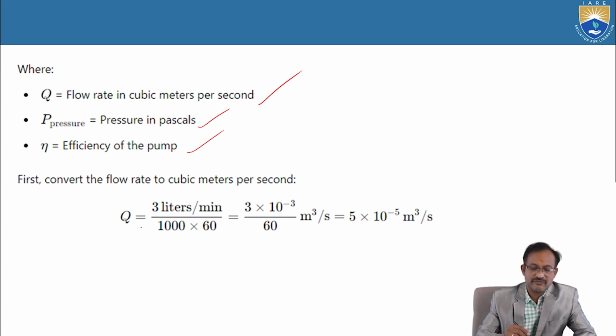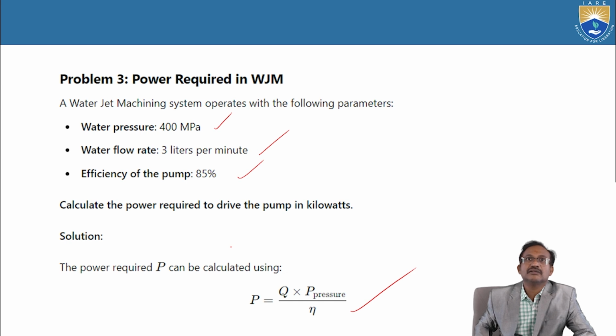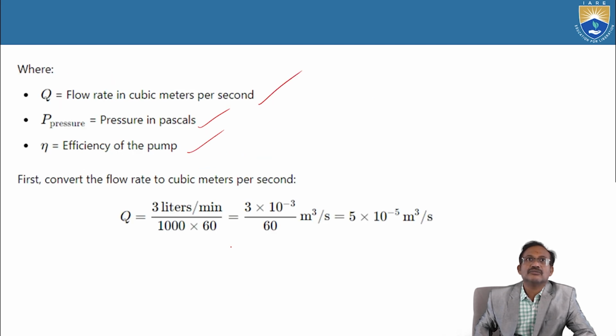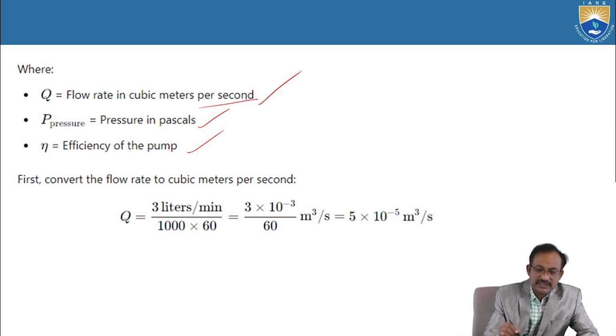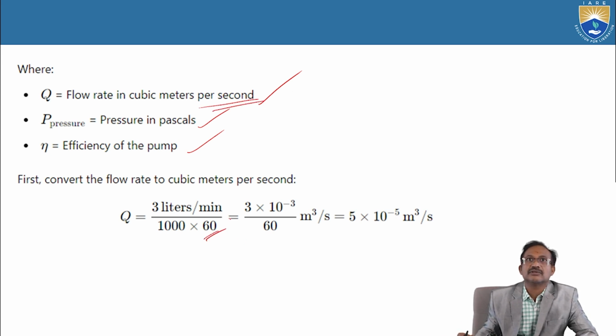Just substitute the values so that we will get the Q. That is 3 liters per minute divided by 1000 into 60. Efficiency is given, so Q is what we need to find. Since we need it per second, we have to divide by 60.